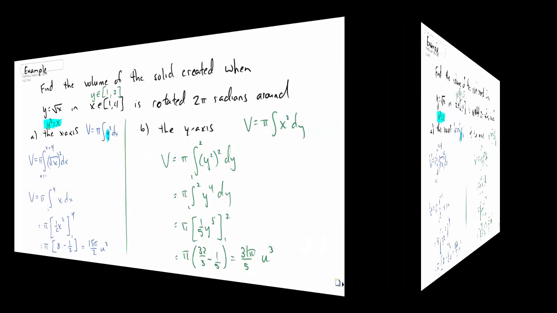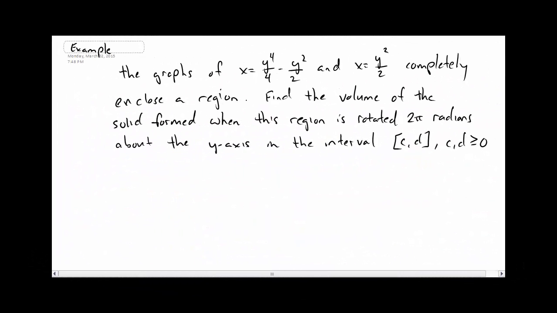One more example to look at today, and it's for when we're between two curves. So we have two graphs, x equals y to the 4th over 4 minus y squared over 2, and x equals y squared over 2. These two curves completely enclose a region, we're told. Find the volume of the solid when this region is rotated 2 pi radians around the y-axis on the interval from C to D, where C and D are greater than or equal to 0. So we don't even know the region that we're integrating from, the values of, in this case, y.